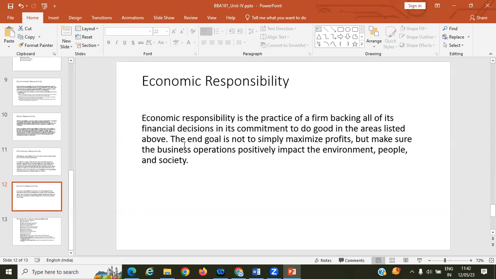We'll also understand what are the advantages and disadvantages of social responsibility. Once you have this, how it is impacting the business, what are the different advantages and disadvantages of this responsibility. We'll continue this and discuss more on this in the next class, how it is benefiting the business.